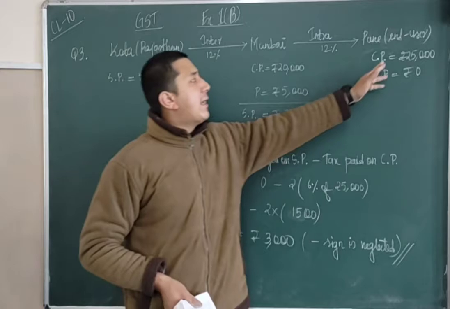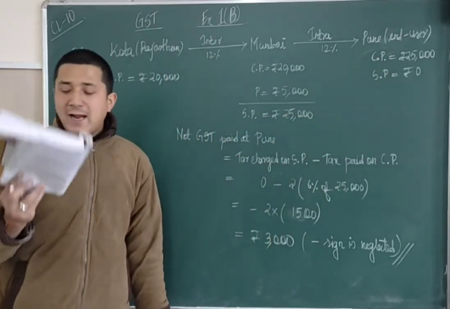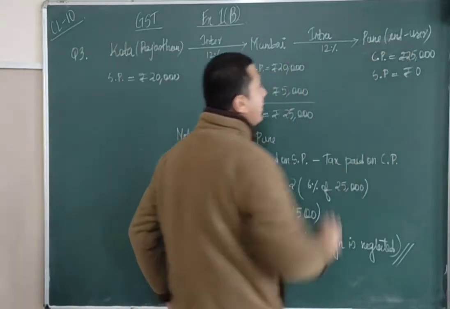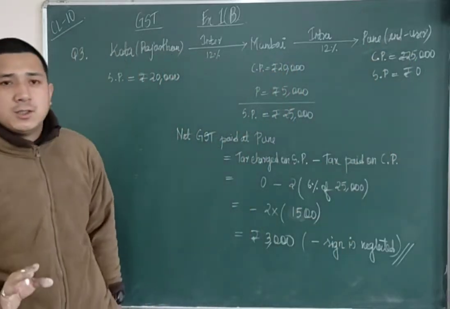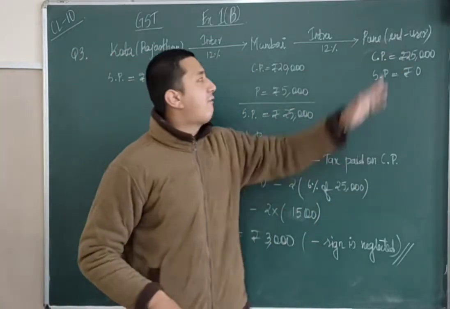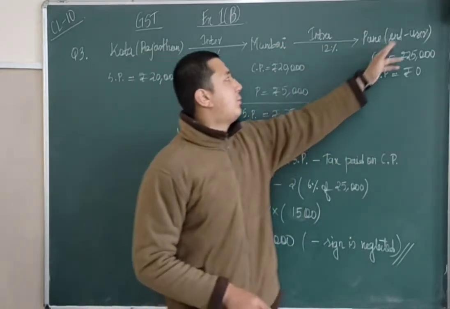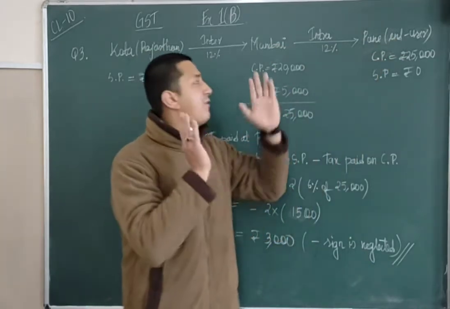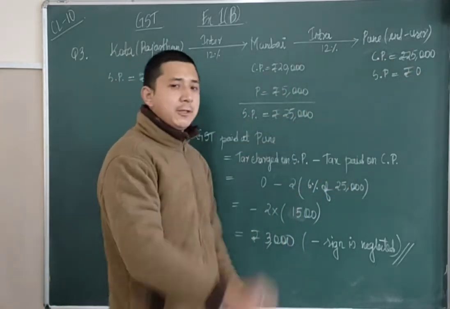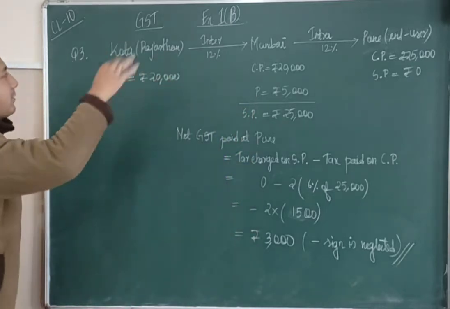The net GST paid at Pune we need to find if the dealer at Pune is the end user. So end user. Let's first understand end user. End user means after Pune, he is not selling it further. Pune is the last person to keep the product. Am I clear? End user means that. After that, there is no user. Only Pune is the last one. Come back to the question.